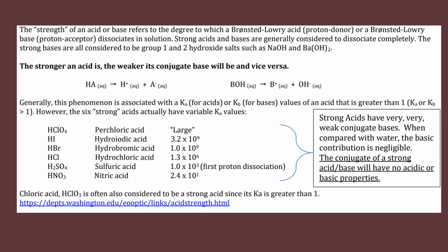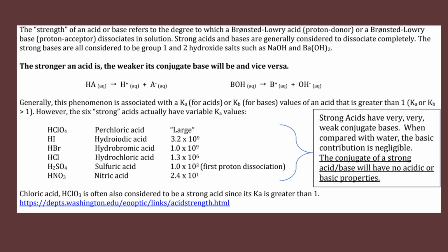So the strength of an acid or a base refers to the degree to which a Bronsted-Lowry acid or base dissociates in solution. So we're looking at donating protons and accepting protons. Who's more likely to donate versus accept? Strong acids and bases are considered to dissociate completely. So if it's considered a strong base, remember that it is in group 1 and 2, those metals like potassium, calcium, strontium, etc.